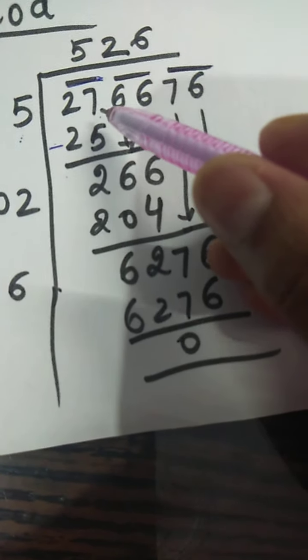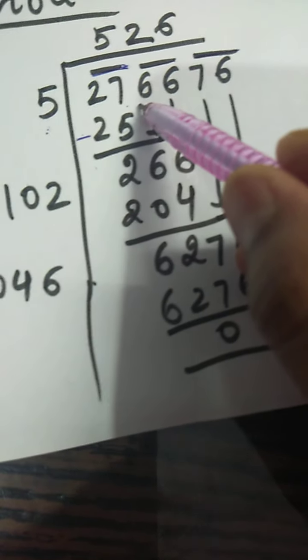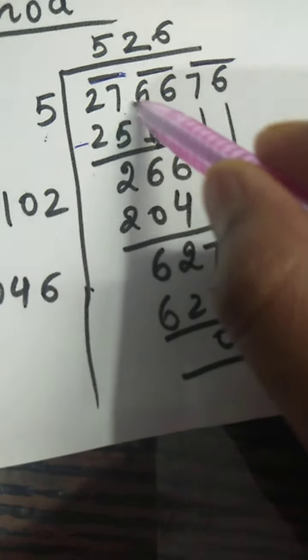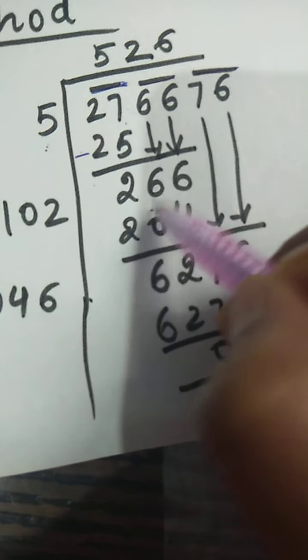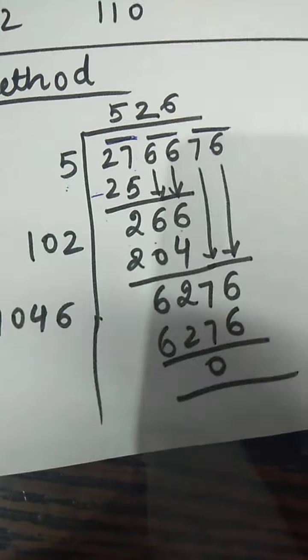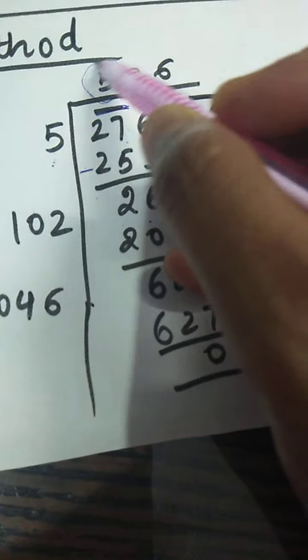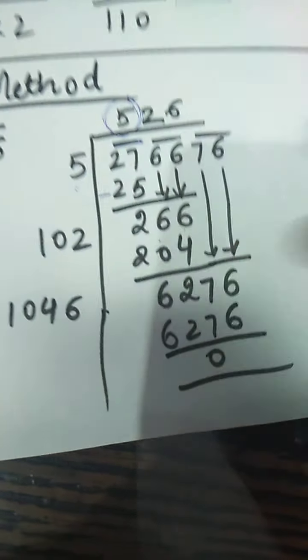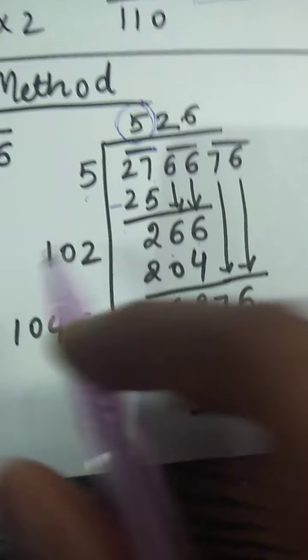Now we will subtract this. So we got 7 minus 5 is 2, and we will just copy the next pair in the remainder, which is 266. Now our next step is to double the quotient.